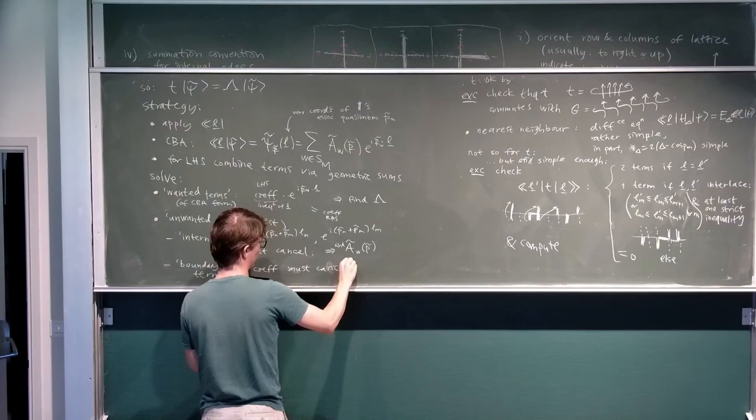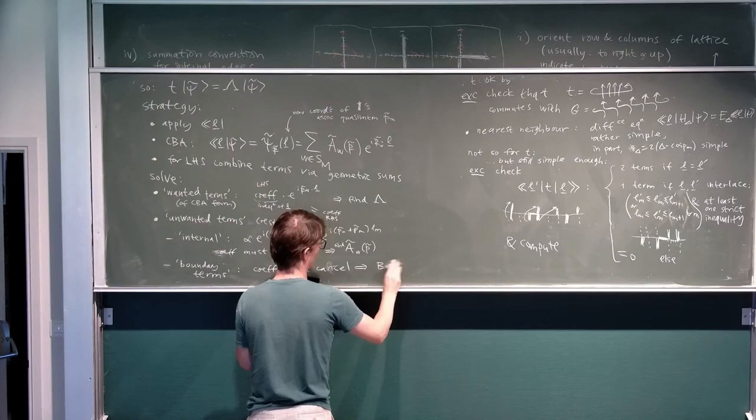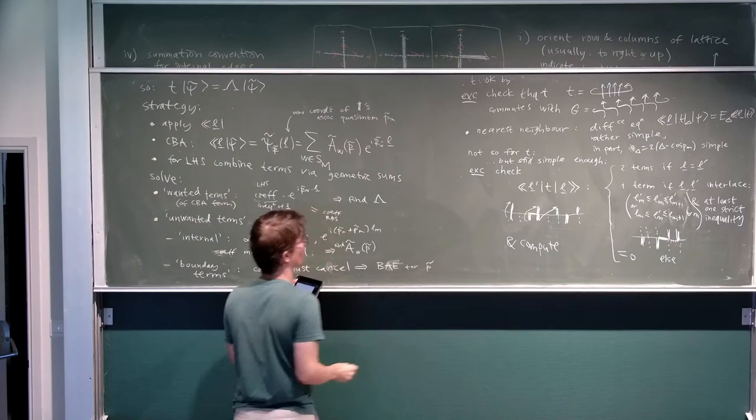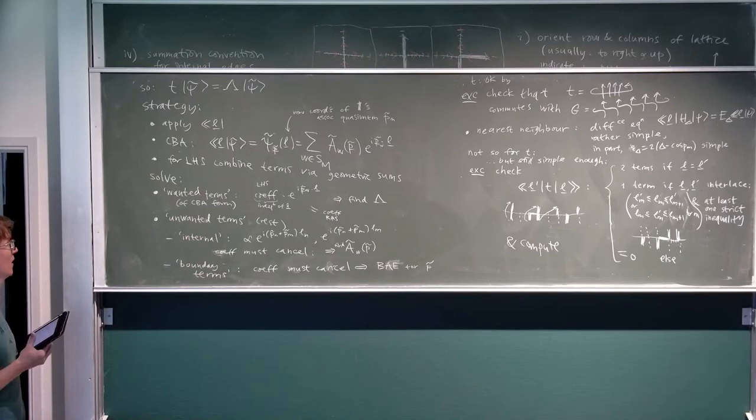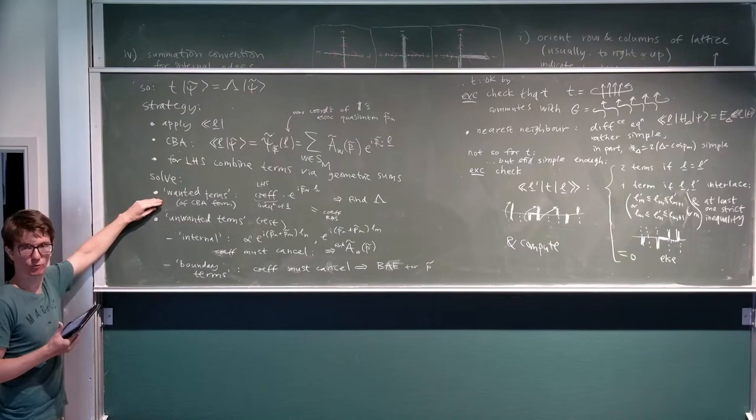And this gives Bethe ansatz equations, some Bethe ansatz equations for the p tildes. So this is how you structure the computation. And I should emphasize that for the XXX spin chain, we had three different conditions as well.